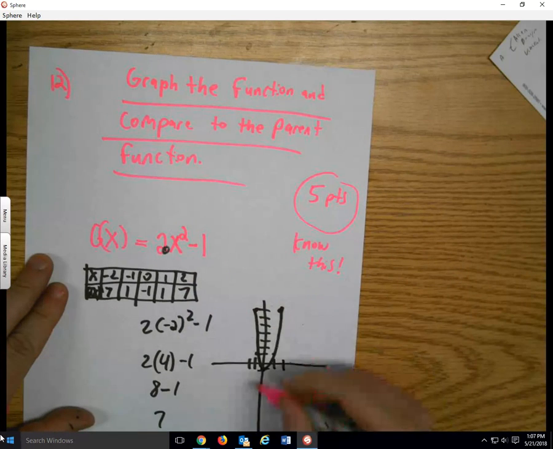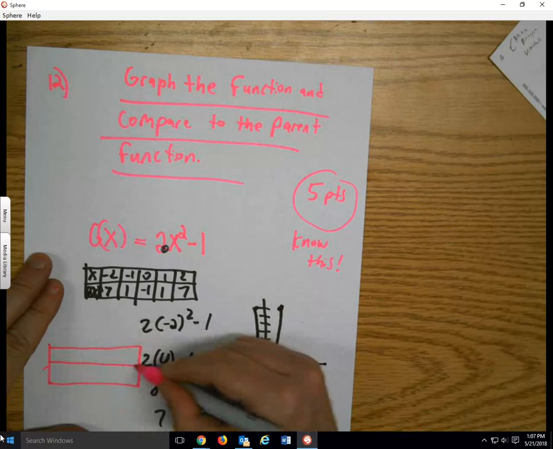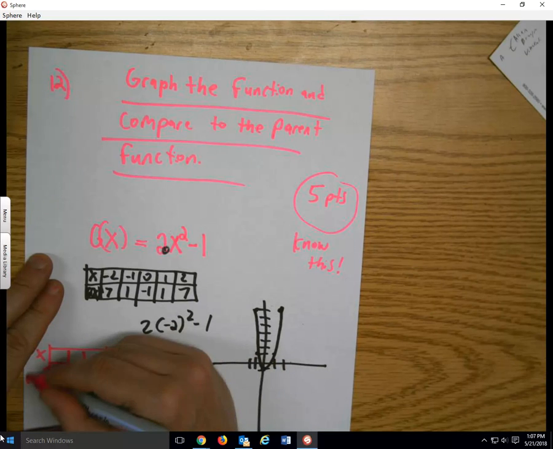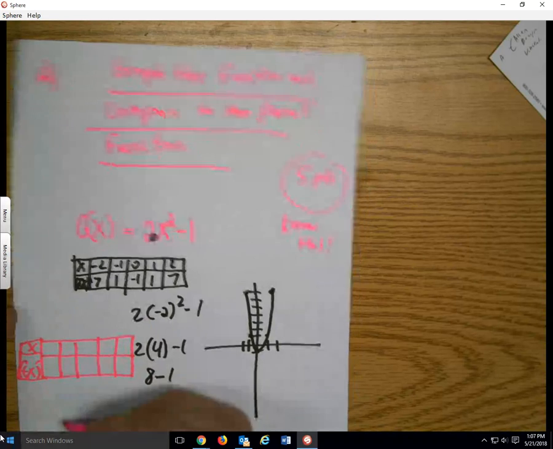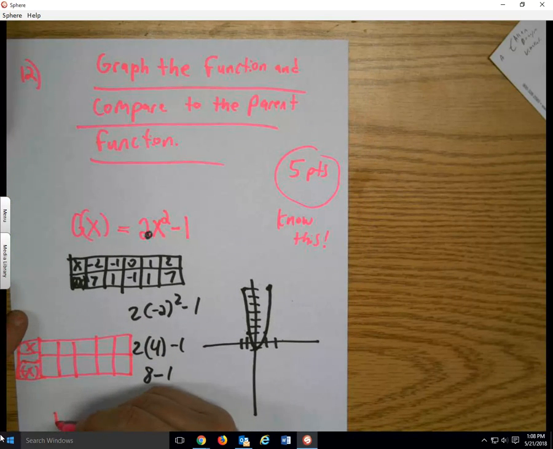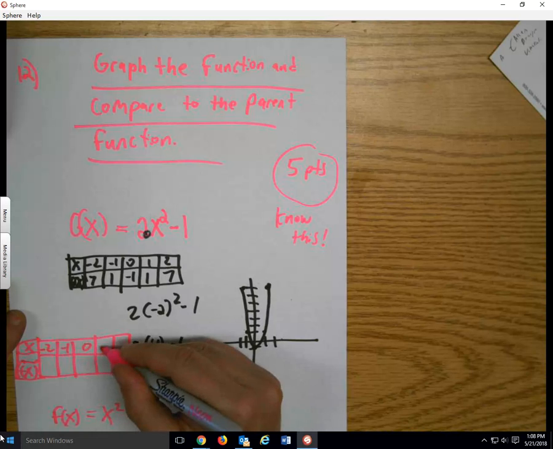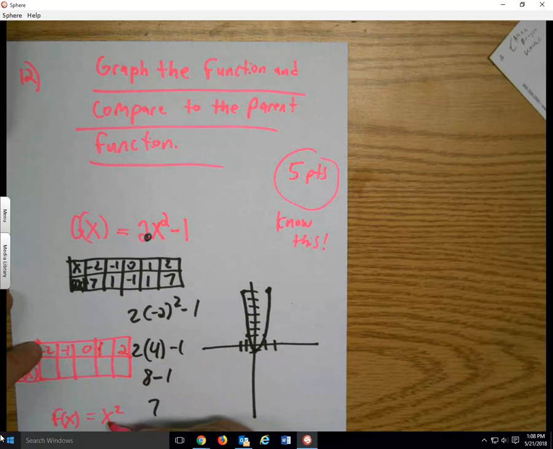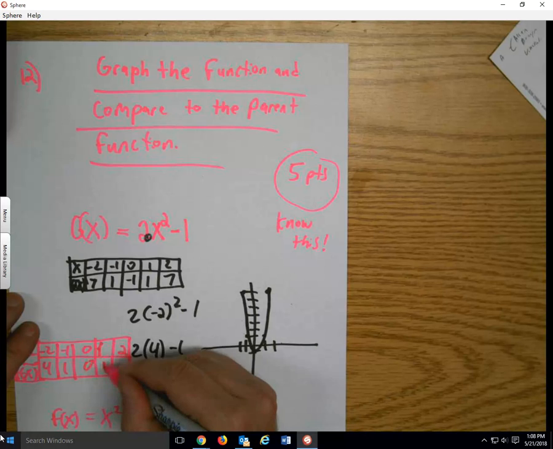Compare to the parent function. The parent function, you know what? I don't usually write it down when we're doing reviews, but I'm going to anyway, just in case. So it would be x and f of x. And you're using the formula of f of x equals x squared. So whatever number you put in, you just square it, and you have the output. So I put a negative 2 in for the x, I square it. A negative 2 times a negative 2 is a positive 4. Negative 1 would be a 1, and symmetric.